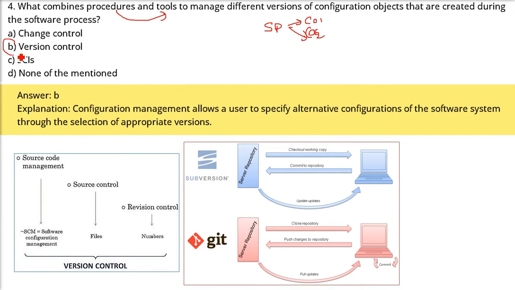This configuration management allows a user to specify alternative configurations of the software system through the selection of appropriate versions. That is how it combines the procedures and tools managing different versions. These are the versions, 1.1, 1.1.1, of configuration objects that are created during the software process.